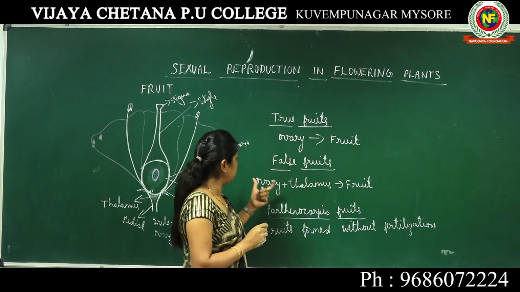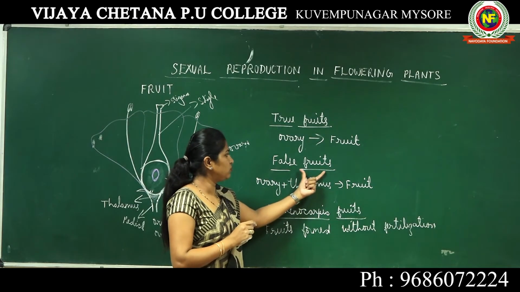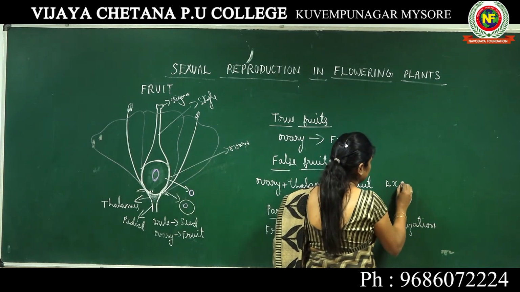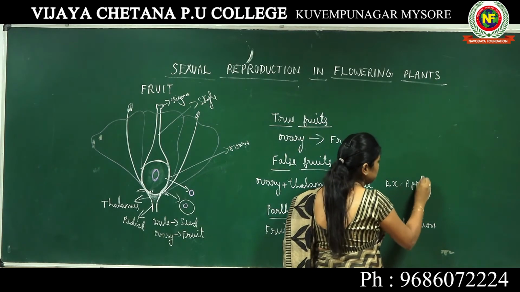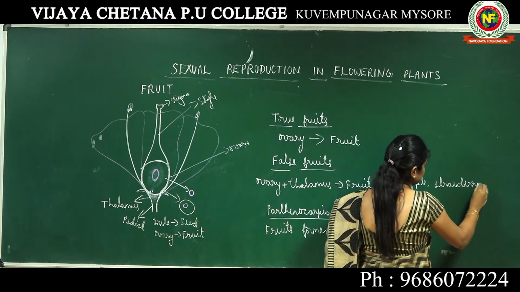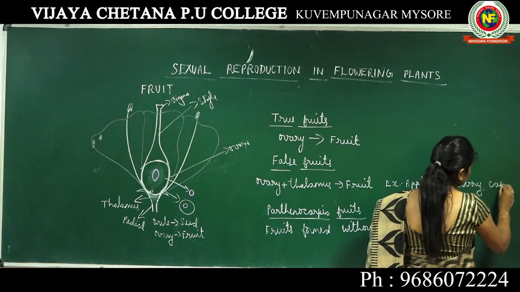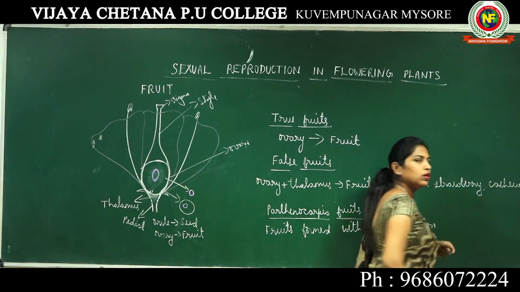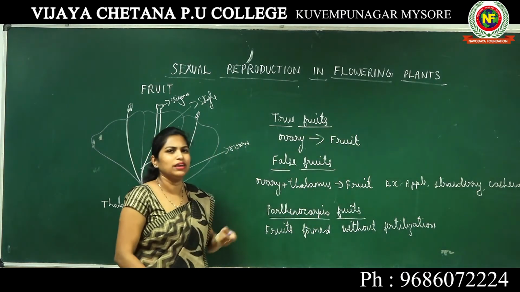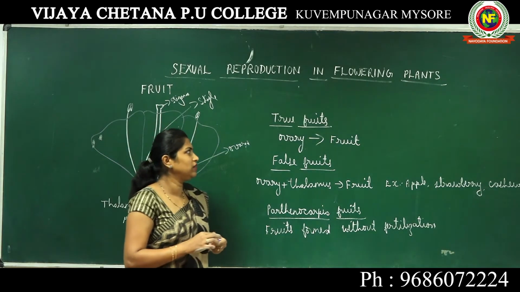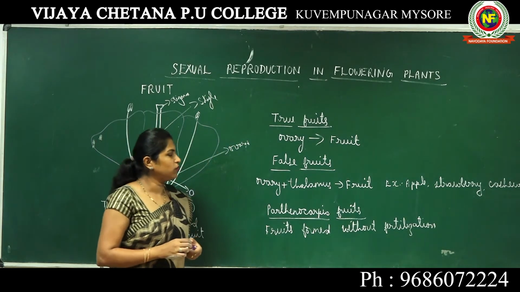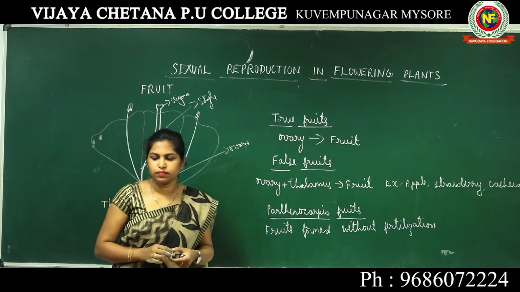Here I'll give you a few examples of false fruits. Example, your apple, strawberry, cashews are the examples for false fruits, and for true fruits you can take any example of the fruits that you eat regularly, like mango, orange, guava. So they are the examples of false and true fruits.